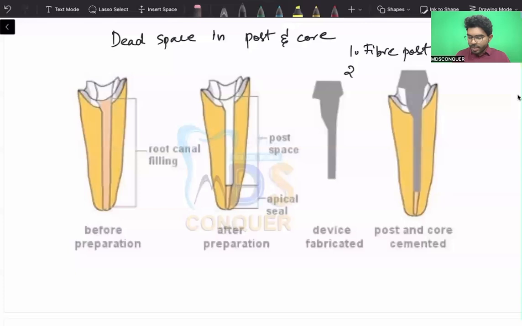The second one we see is metal posts. Hope you have seen metal posts in the department. Sometimes the metal post will be gold in color, with a gold coating. Have you seen metal posts? Yes, right. So the concept is basically related to these two posts.